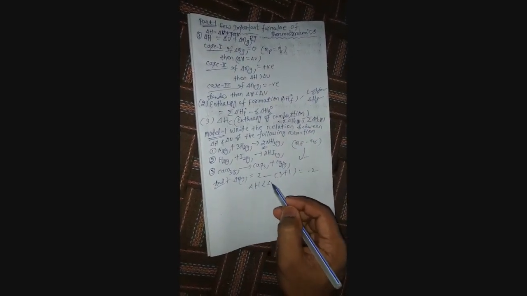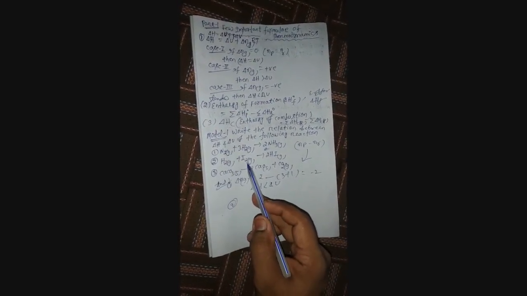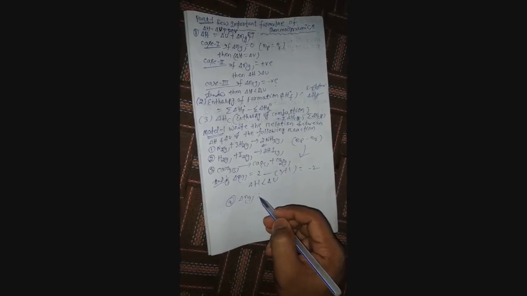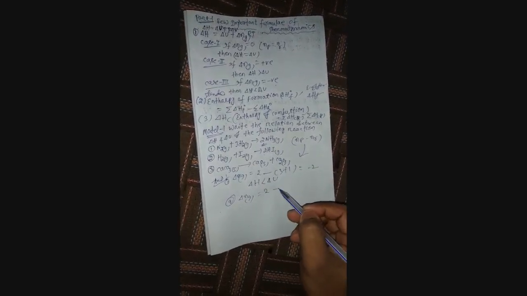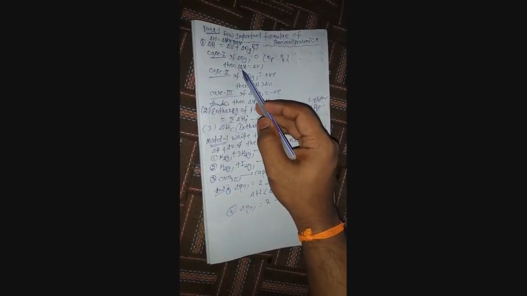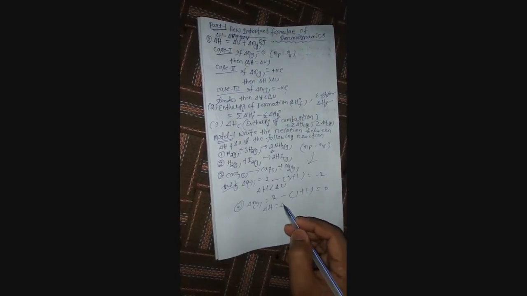Then here for negative के लिए relationship क्या है? Del H less than del U. Now we calculate the second case. H2 plus I2 gives rise to 2HI. Then we calculate from the same formula Np minus Nr. Then del Ng equals to product side का coefficient 2 minus reactant side का coefficient 1 plus 1. Then we get here 0. For 0 के लिए relation क्या है? Del H equals to del U.